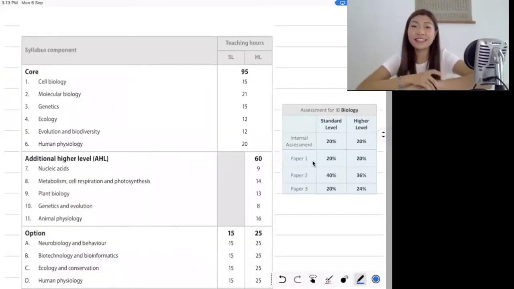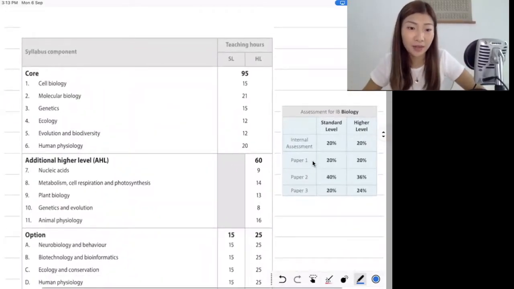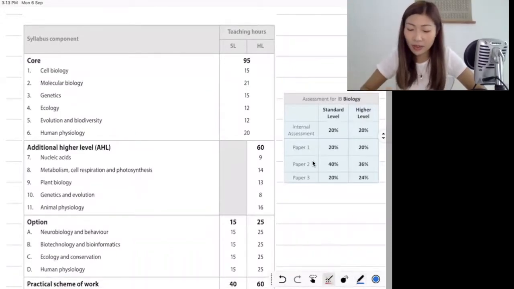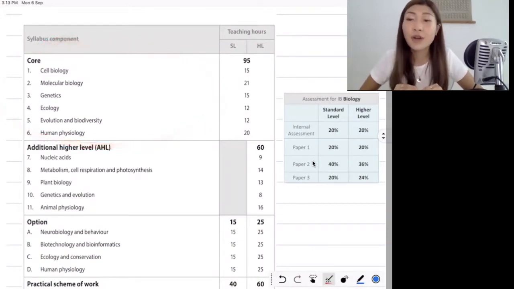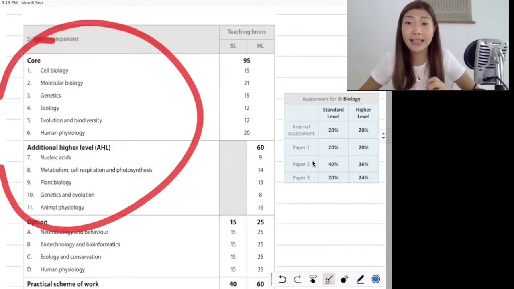Okay, sorry, I'm back. So here's a syllabus component breakdown, all the way from topic 1 to the options topic. For standard level students, you'll be learning topic 1 to topic 6, okay? And for higher level students, you have to learn all the way from topic 1 to topic 11.